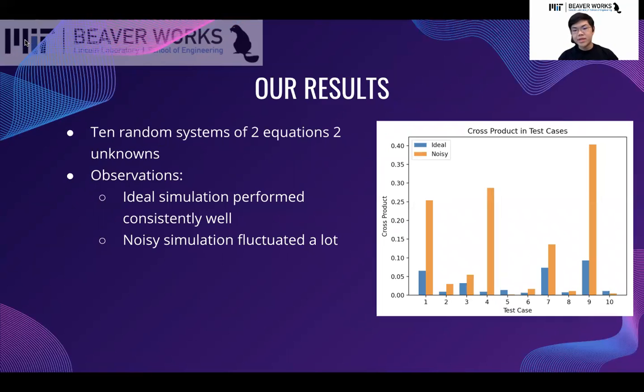Again, after implementing this algorithm, we tested it on 10 random systems of 2 equations and 2 unknowns. This time we recorded the cross product, which is a number between 0 and 1 where a lower number represents that the algorithm got an answer closer to the actual value. For observations, the ideal simulation consistently performed pretty well. There were certain test cases that proved to be difficult for both simulations, but in general, it remains within this 0 to 0.1 range. The noisy simulation in comparison fluctuated a lot more, going up to 0.4 at times. However, again, since this is something that we can run on a quantum computer we have access to today, that is still pretty good.